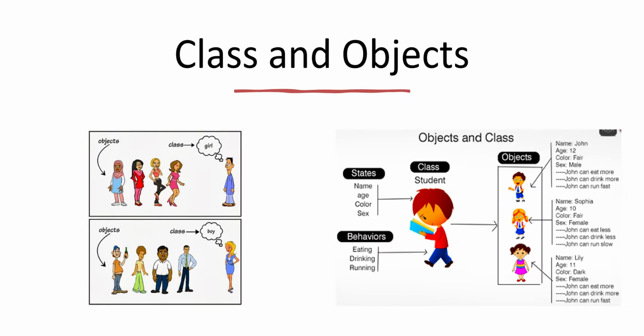The slide shows the difference between states and behaviors. States are attributes like name and age, and behaviors are actions like eating, running, drinking. In OOP, we design software by identifying the classes, their states, and behaviors. Then we create objects and make them interact. This approach helps us to build systems that are close to real world thinking.